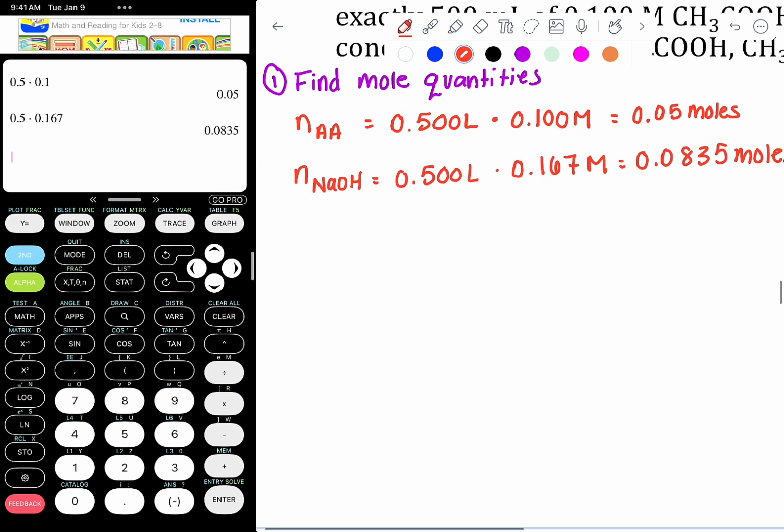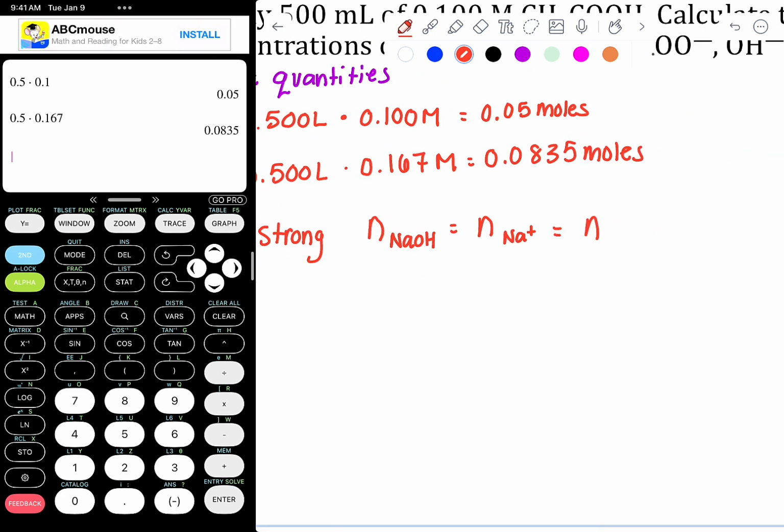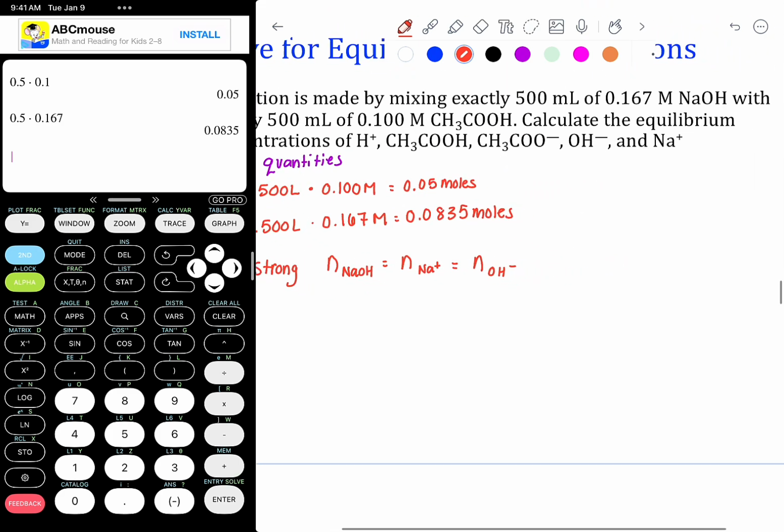Now what we know about NaOH, since it's a strong base, the moles of NaOH are going to be equal to the moles of Na plus as well as the moles of OH minus. Okay, that's the same thing that we talked about when we first introduced strong acids and strong bases, that they fully dissociate so that their mole values and their concentrations are all equal to each other. So that's going to help us in the future when we're solving for our concentrations here.